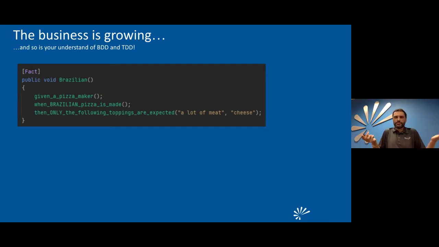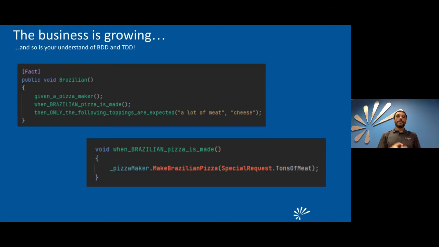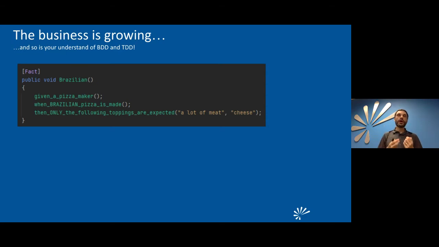How are Brazilian pizzas made, right? I create my when Brazilian pizza is made method. And then that's where I drop into TDD, right? Because the thing at the top, a lot of people get very confused about BDD and TDD. It's like, oh, yeah, I do BDD, but I don't do TDD, or vice versa, because they don't quite see the lines between them. I didn't used to see it myself.